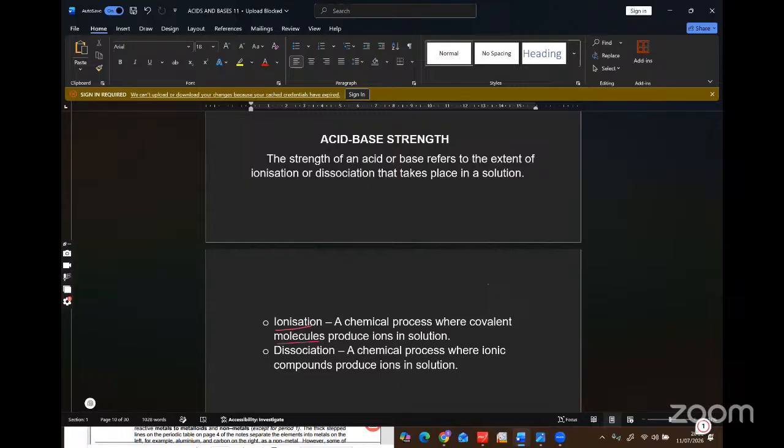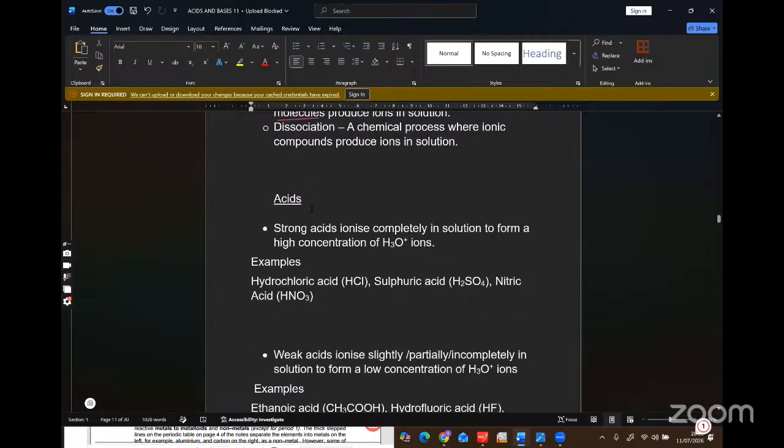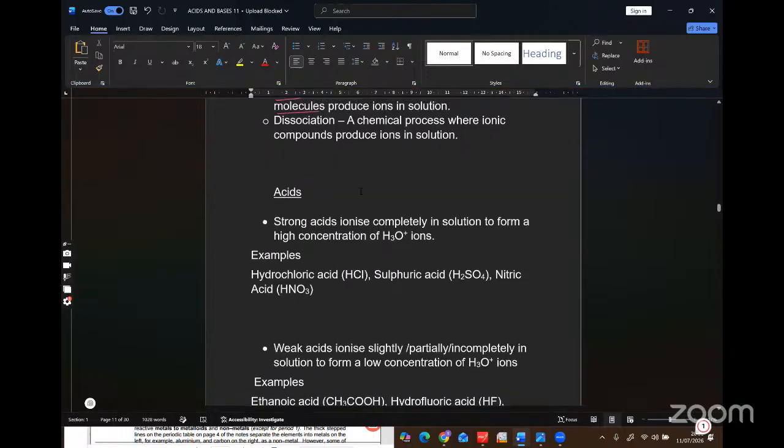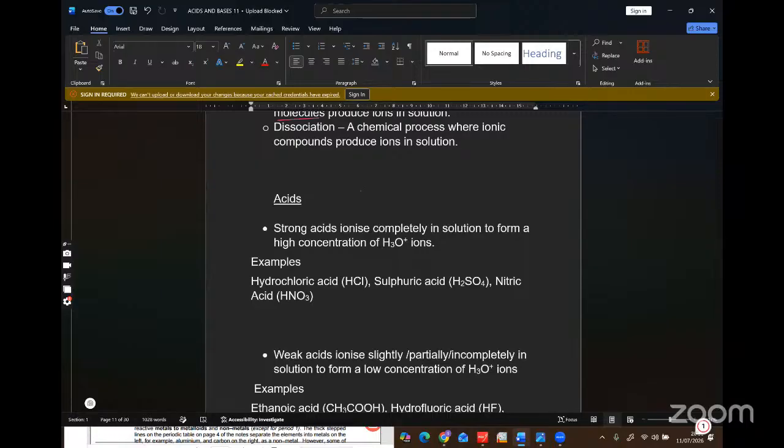Dissociation involves ionic compounds. So ionization is covalent substances, dissociation, ionic substances. So we are going to look at this. How do we define a strong acid? You say a strong acid is a substance that ionizes completely in solution to form a high concentration of this. If you don't want to use this, you can also just say H plus. Remember I said it is H plus, but it normally combines with water to form the hydronium. So this is the proton, but then it combines with water to form that. So this is the definition of a strong acid.